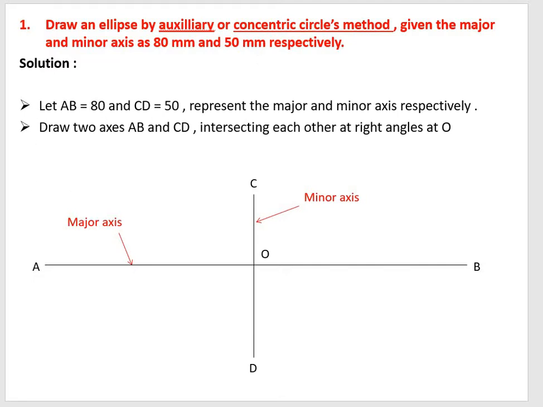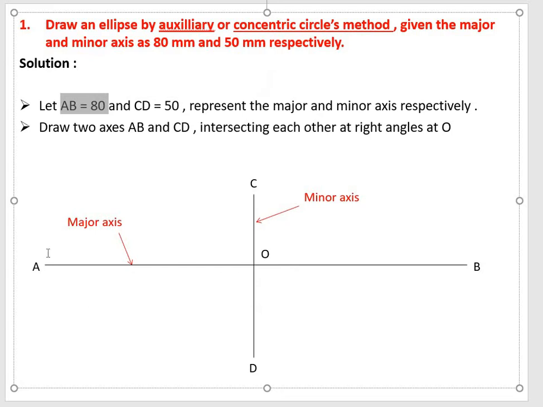Let us see the steps. So let us say the major axis as AB, AB as 80 mm. AB is your major axis. So this is the line AB. You have to draw horizontally and the length of this AB will be 80 mm. Similarly, draw the minor axis which is your CD. Minor axis will be perpendicular to the major axis and it will be vertical. The length of the minor axis given in the question is 50 mm. So draw CD as 50 mm.